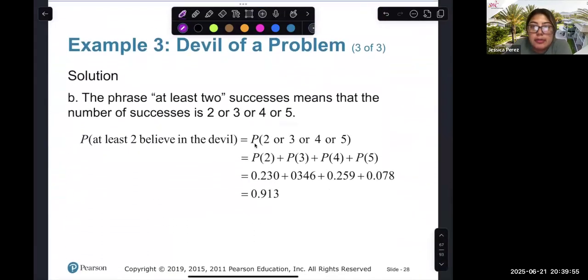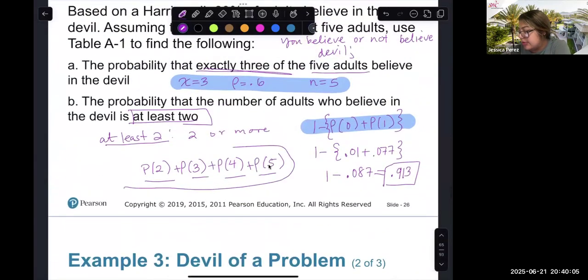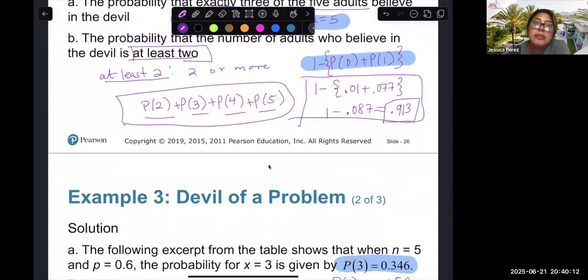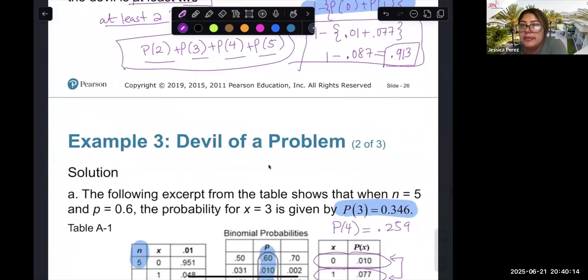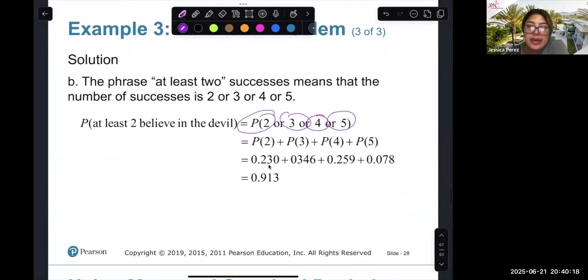Or you could have done the probability of 2, probability of 3, 4, or 5. So you would do P2, P3, P4, P5, which is exactly what I had over here. So there's 2 ways of calculating it: 1 minus P0 plus P1, or P2, P3, P4, P5. You get the same answer. And there we have it.